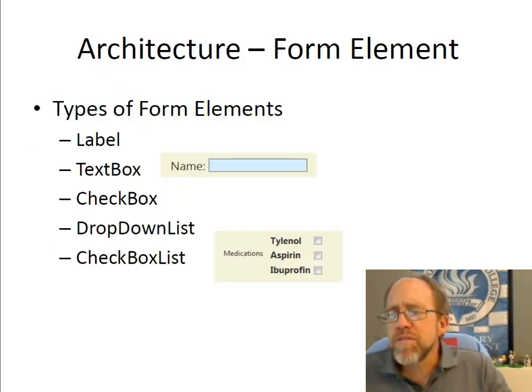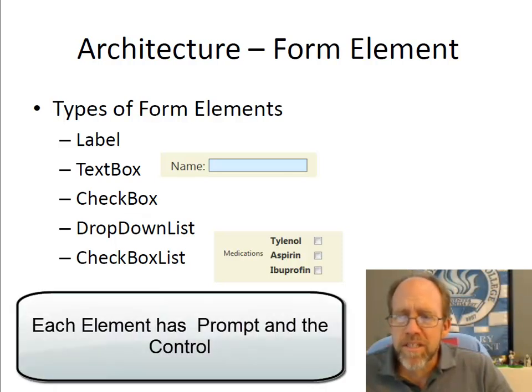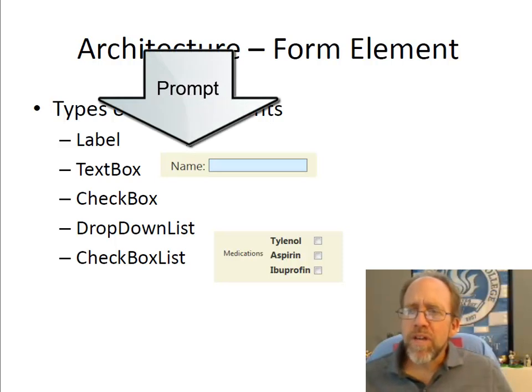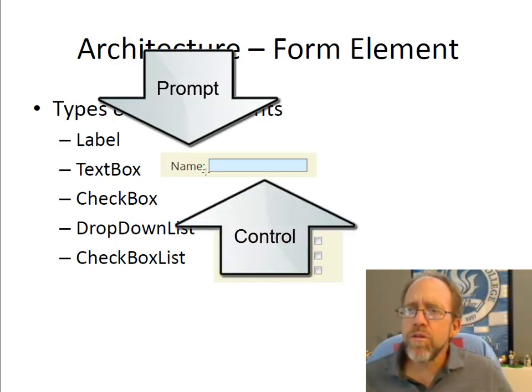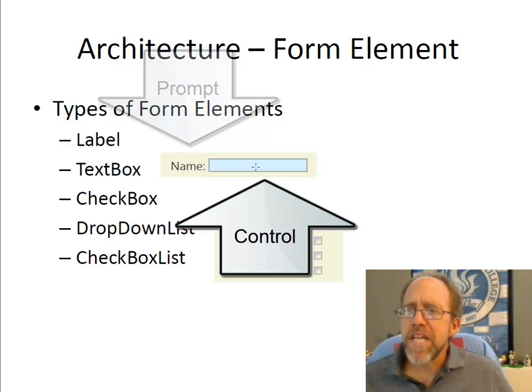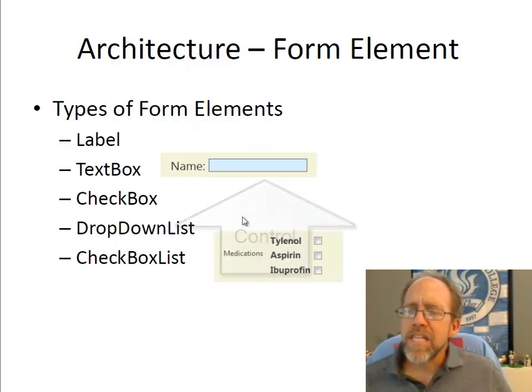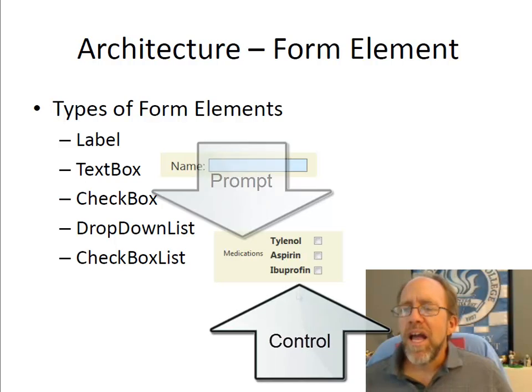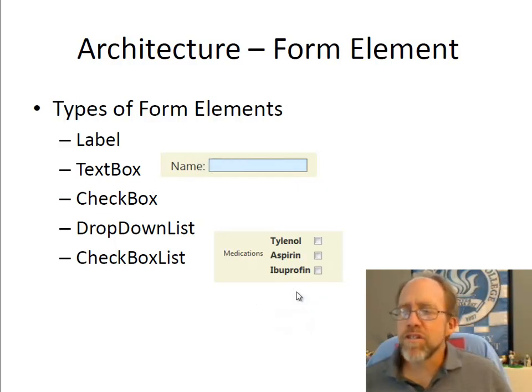So here are some examples of form elements, and FormaDillo right now supports these elements: label, text box, checkbox, drop-down list, and checkbox lists. But a form element is actually a little bit more. For a text box, it includes the prompt and the text box itself. In the case of a checkbox list, it includes the prompt, the individual value choices that you can have, and you can also have the values that are selected.